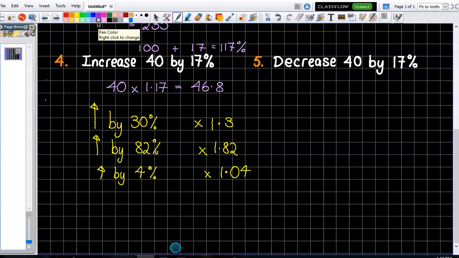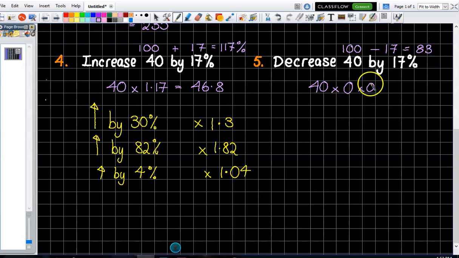When I'm increasing by 17%, we added it to 100. What do you think we're going to do if we want to decrease? You're taking 17 from 100. That's right. So we're going 100 minus 17. Now, let's see if you can do it without using a calculator. What is 100 take 17? 100 take 17 is 83.